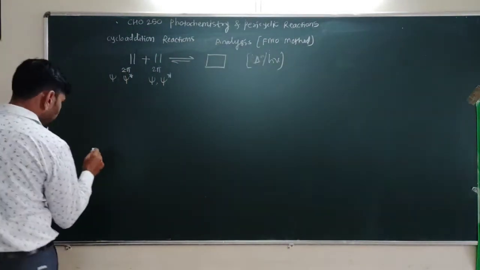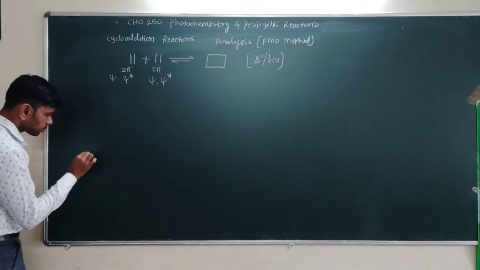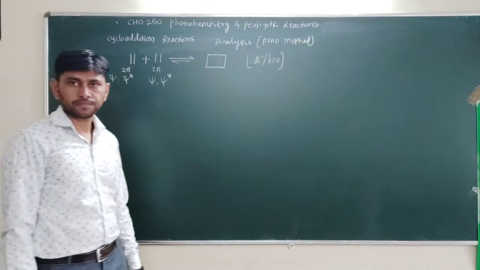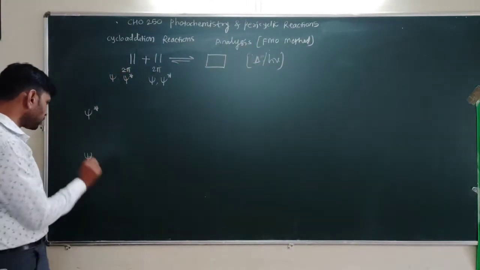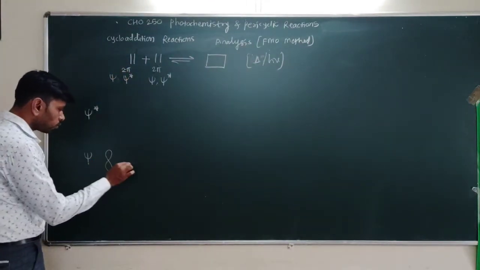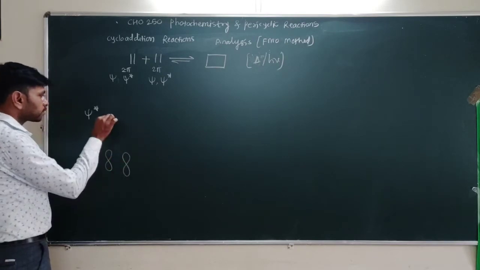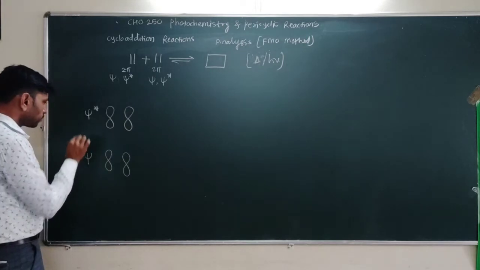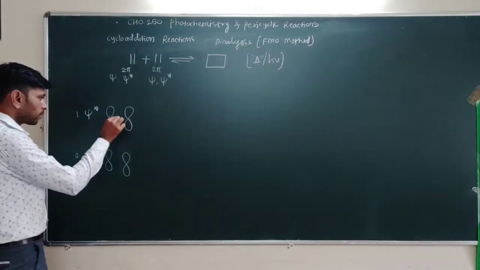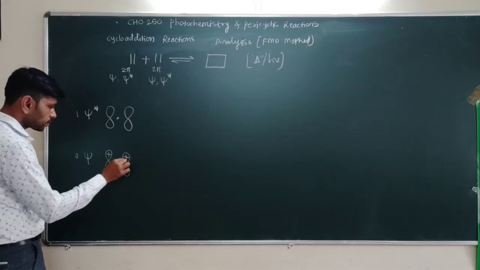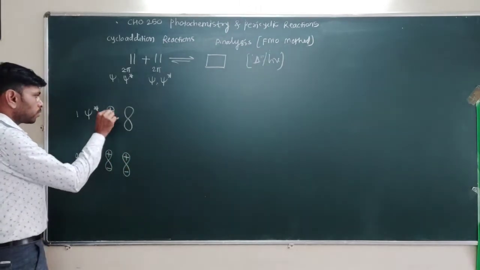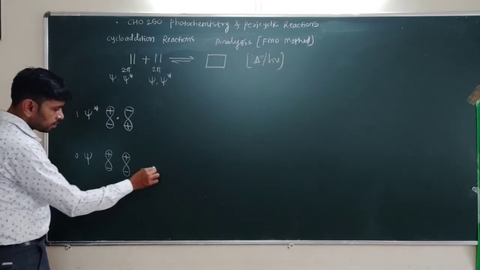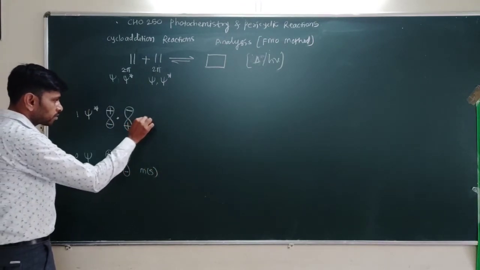So I'm drawing here the orbitals psi and psi star for the first ethylene molecule, the first unit, the 2 pi electron system. These are two atomic orbitals. You know that here there are 0 nodes, and here 1 node. So the 0 node orbital is plus, plus, and the 1 node orbital is plus, minus. Symmetries: it has M symmetry, and it has C2 symmetry.